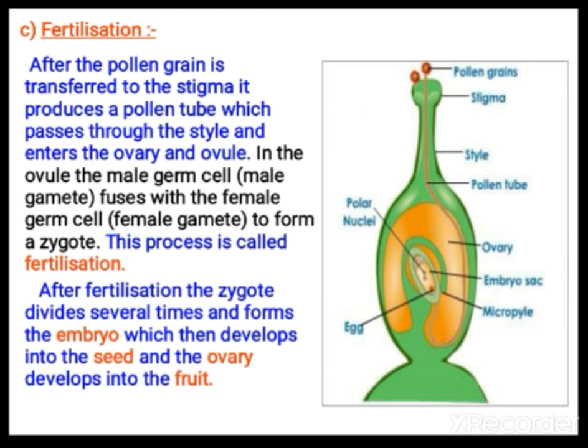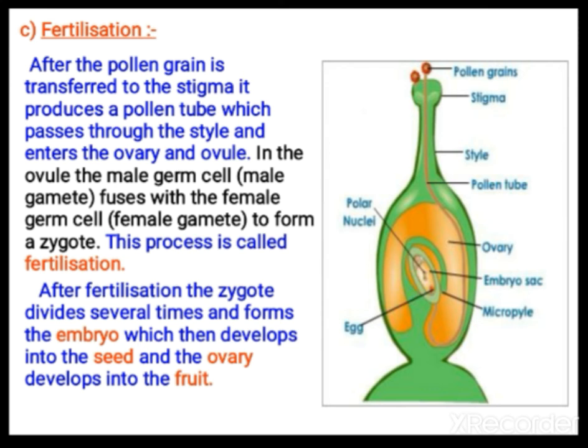Here you don't study that much detail in 10th, but anyhow you can study a little extra sometimes. So the process, fertilization means what? In the ovule, the male germ cell fuses. When the male gamete and the female gamete fuse, that you call zygote, and this process you call fertilization.